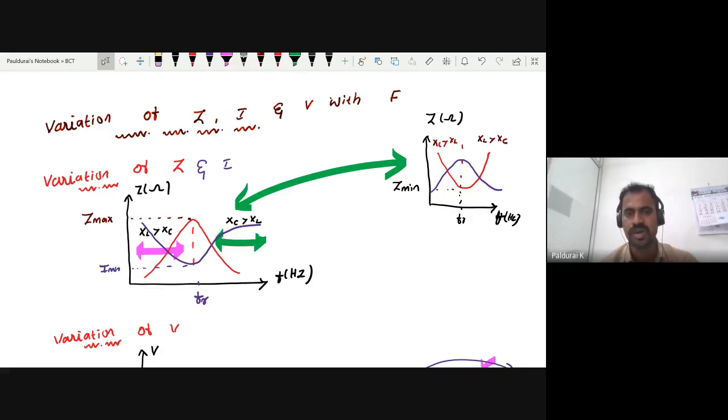By tomorrow I want to start the next topic, coupled circuits, the second half of unit 5. So we completed the first half of unit 5, resonance. The next one is coupled circuits, that we will discuss tomorrow.